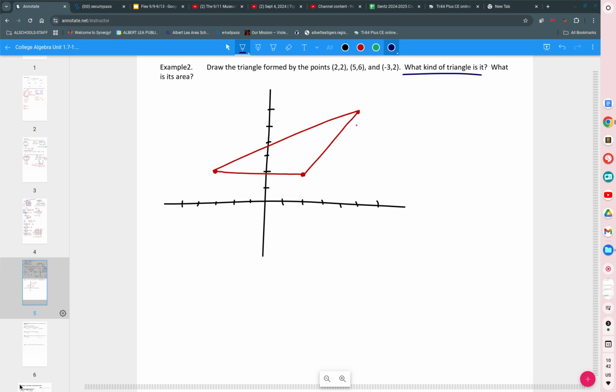Obtuse? Yeah, definitely not obtuse. Equilateral is all three of the same. Two of them. Isosceles.